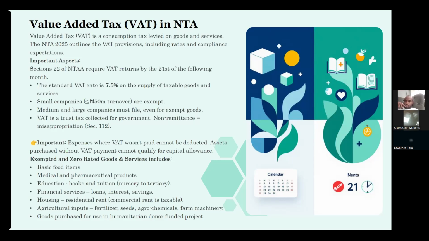We would go through the penalties and the fines and everything for not filing, for not deducting. We would see that as we continue.